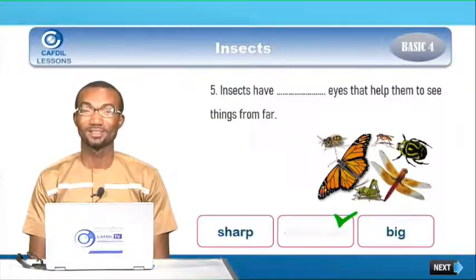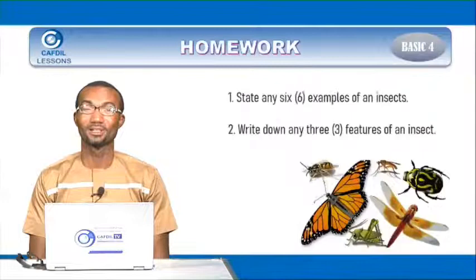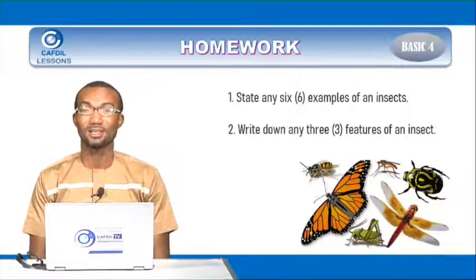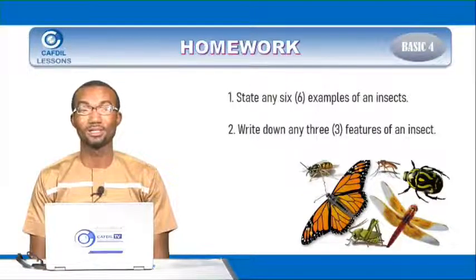Now, my kids, as usual, take this homework and then make sure you do it. 1. State any 6 examples of insects. We have talked about a lot. So state any 6 examples of insects. 2. Write down any 3 features of an insect. This is your homework for this lesson.